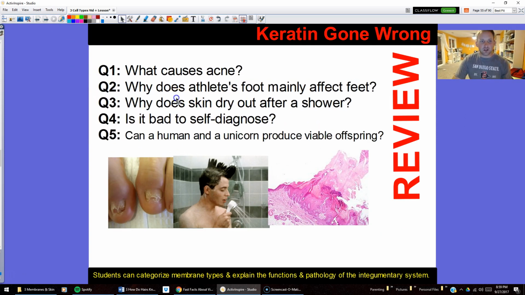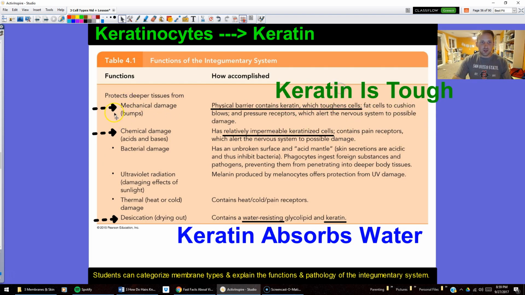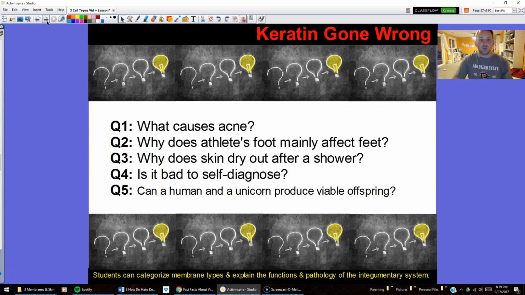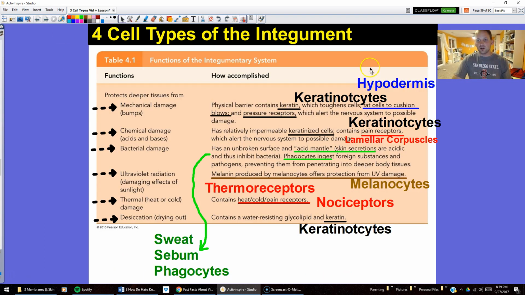Okay, so that's what we talked about. Those 5 questions. Stop the video, review. Can you summarize what we just talked about? Keratin's tough. It prevents these 2 types of damage. Keratin absorbs water, prevents desiccation. And overall, that's what we talked about this lesson.